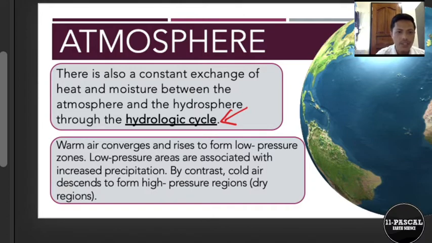Warm air converges and rises to form low pressure zones, and those low pressure areas are associated with increased precipitation. You commonly hear this when a storm is forming: there's a low pressure area. By contrast, cold air descends to form high pressure regions or dry regions. Some of the known phenomena caused by the interplay of these two subsystems are El Nino and La Nina.